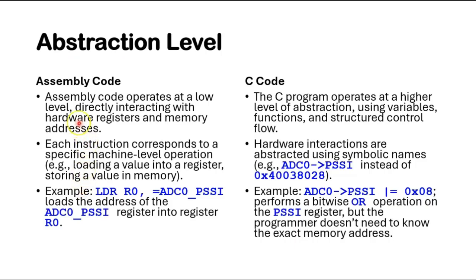Abstraction layer. Assembly code operates at a low level, meaning it directly interacts with hardware registers and memory addresses. Each instruction corresponds to a very specific machine-level operation. What that means is, for example, loading a value into a register or storing a value in memory. Let's take a look at LDR R0, =ADC0_PSSI.